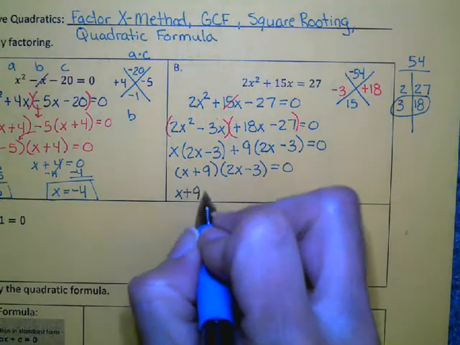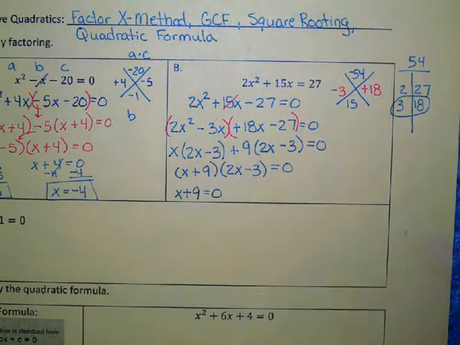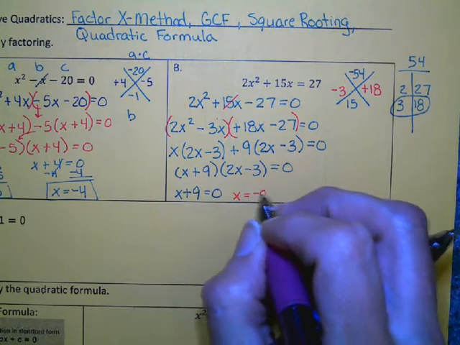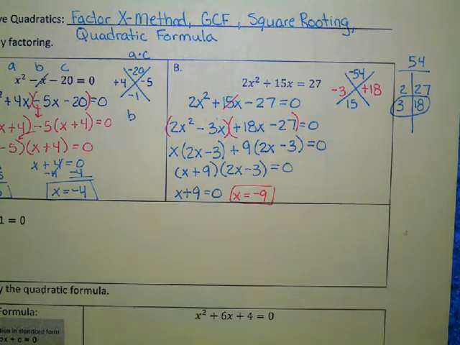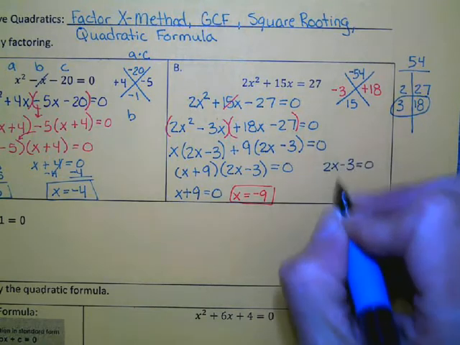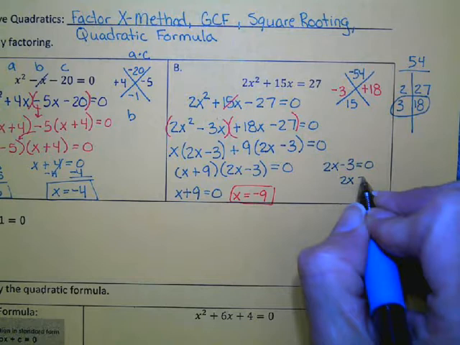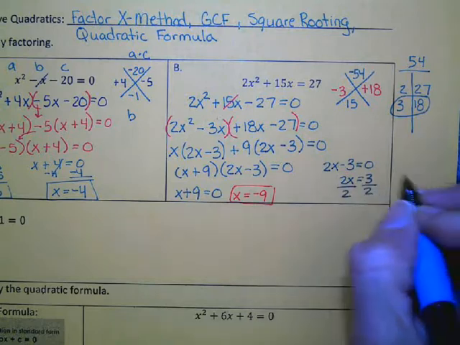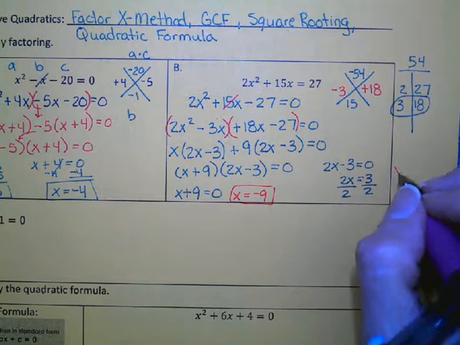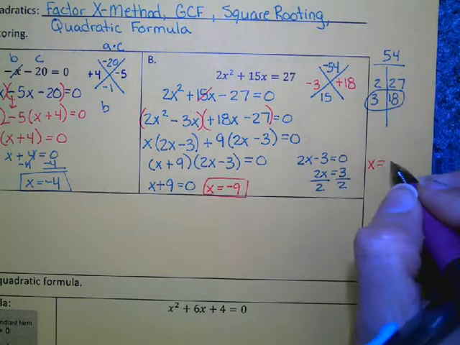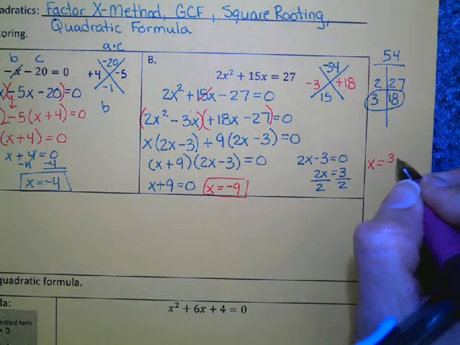So if you subtract 9 to the other side, you're going to get x equals negative 9. 2x minus 3 equals 0. You would have to add 3 and get 2x equals 3. Divide by 2. This one's a little bit more complicated. I get x equals like 1.5, or you can leave it 3 over 2, or you make it 1.5. However you want to write that fraction or decimal, that's fine.